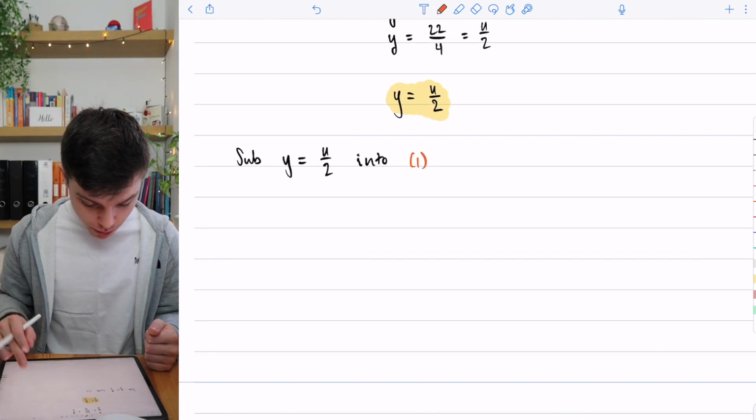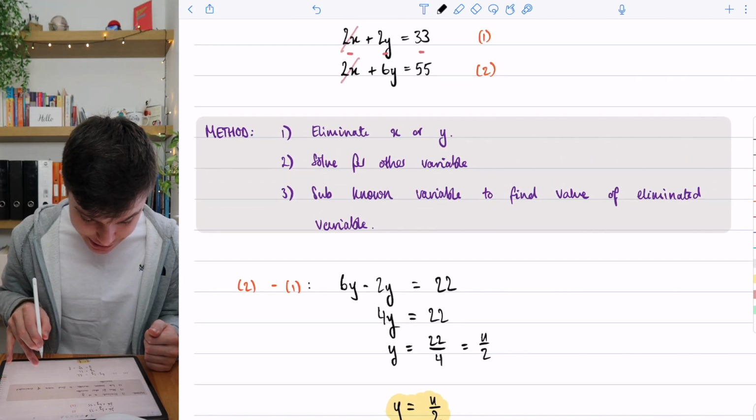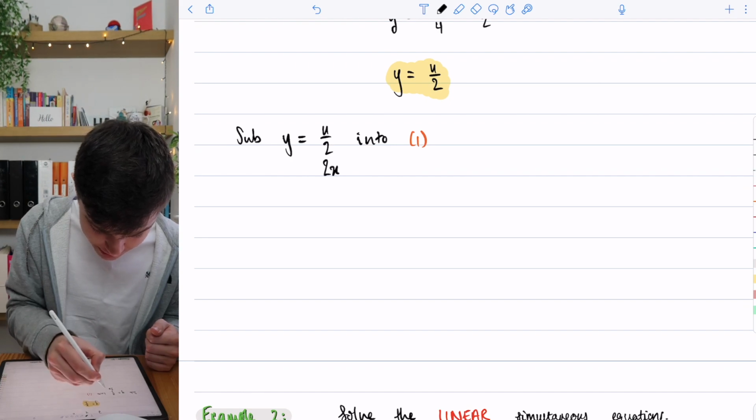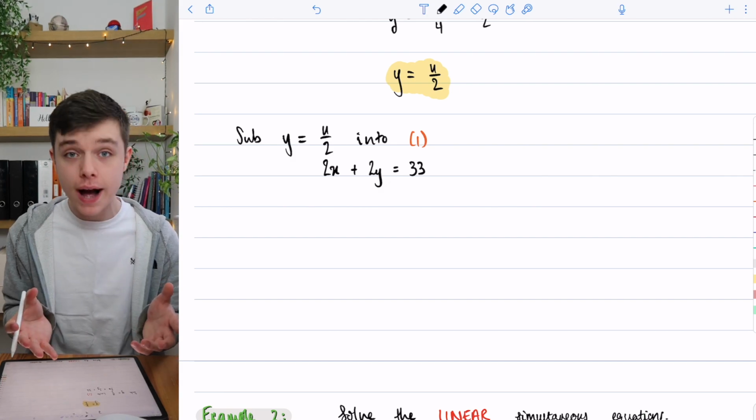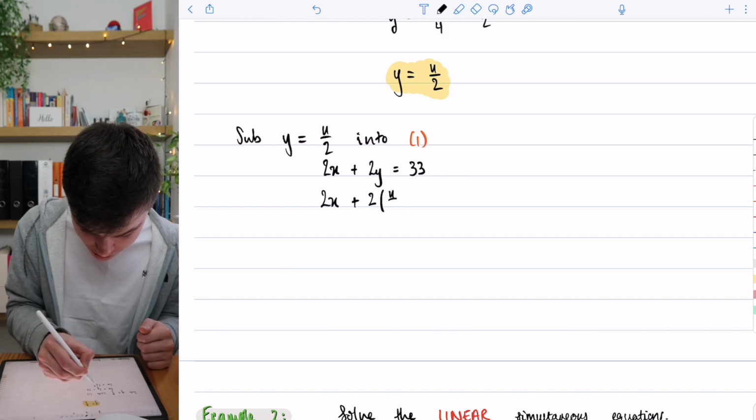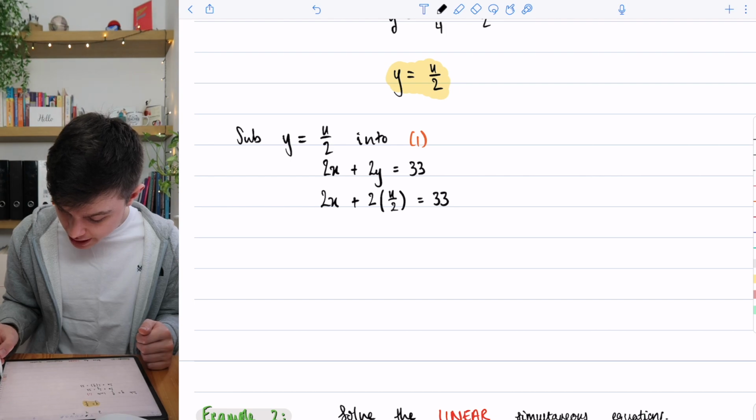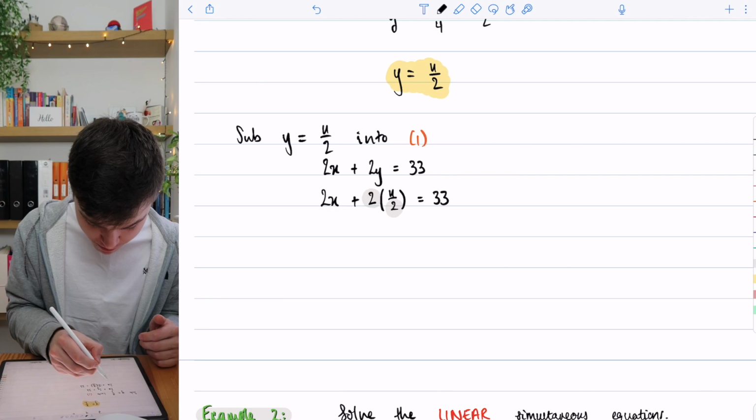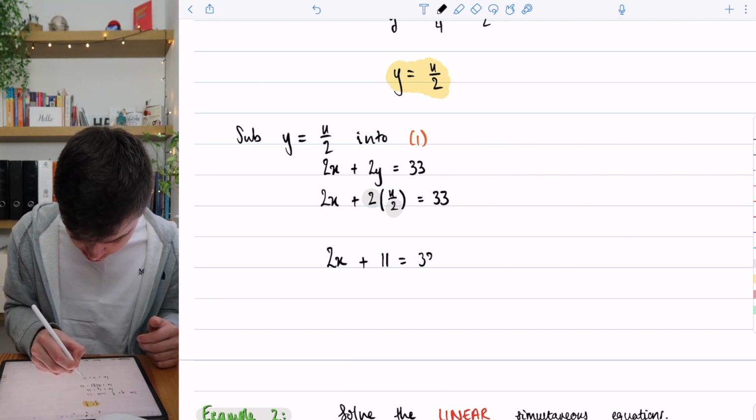Okay, so that's what we've got here. I'm going to substitute it into 1. So 1 is 2x plus 2y equals 33. So 2x plus 2y is equal to 33. So y was equal to 11 over 2, so we'll end up with 2x plus 2 times 11 over 2 is equal to 33. And then we can see here that this 2 and that 2 are going to cancel. So that will give me, I'll write it down here, 2x plus 11 is equal to 33.